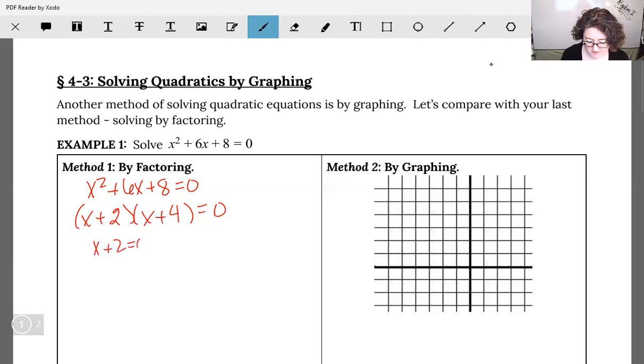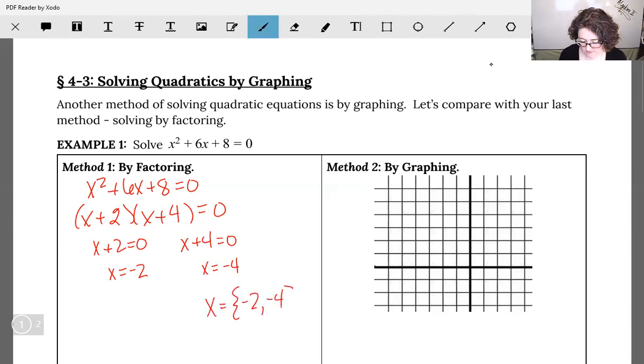So x plus 2 equals 0, aka x equals -2. x plus 4 equals 0, or x equals -4. And so our two solutions come out to be -2 and -4. So let's connect this to what the graph of this function would look like. Let's go over to Desmos and graph this out.